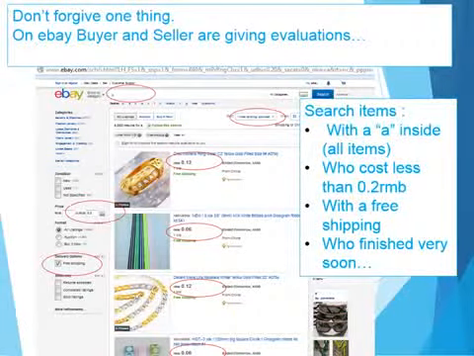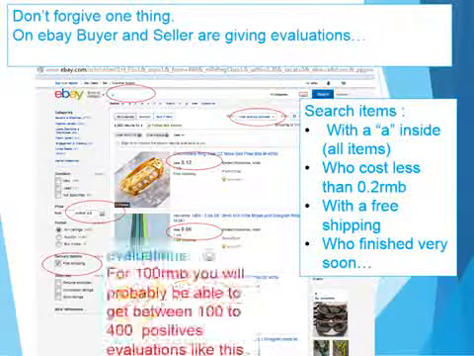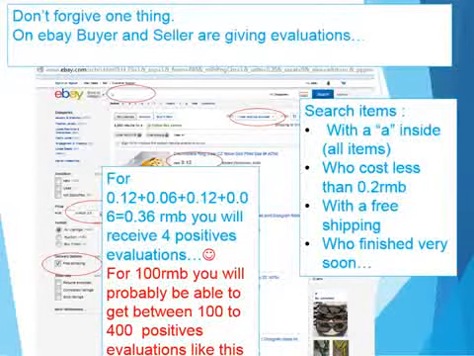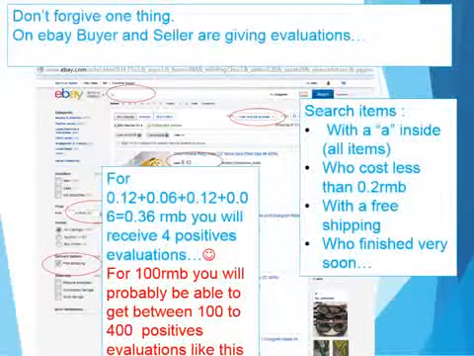So here, for example, that's the search criteria. You are looking for everything with A inside, so all items have A inside, which cost less than 0.2 RMB, with free shipping, and which are finishing soon. And like this, you can see that for just 0.36 RMB, you can buy 4 products.